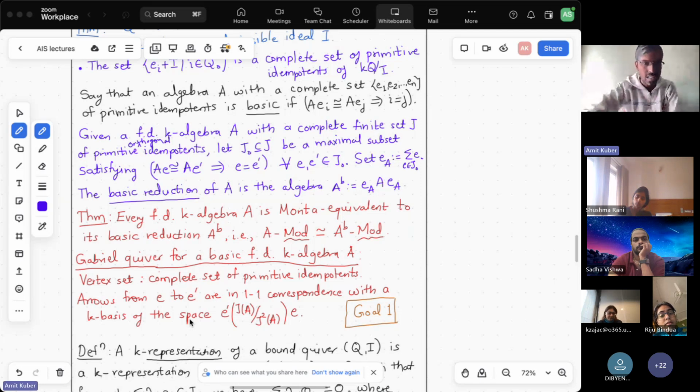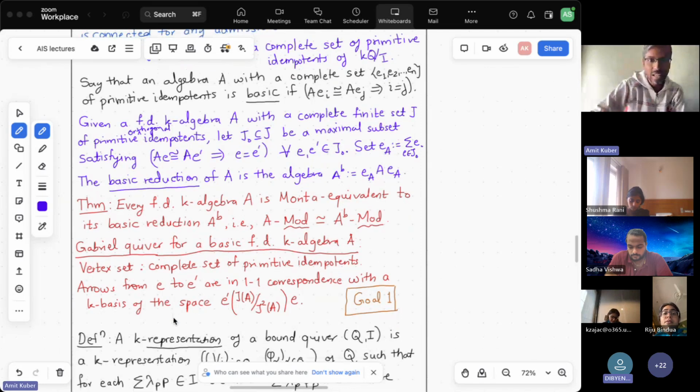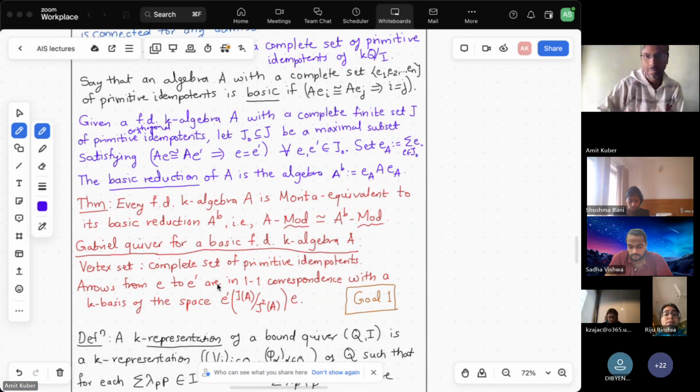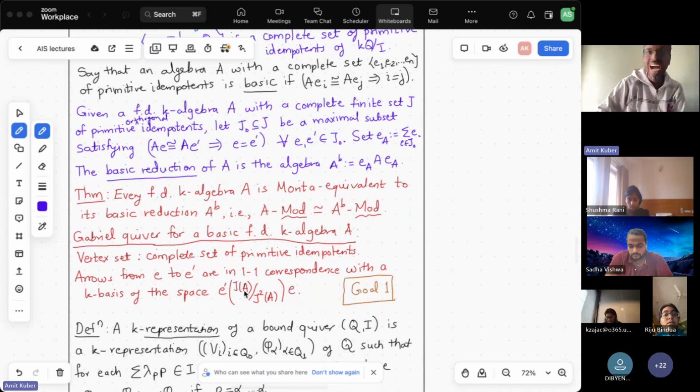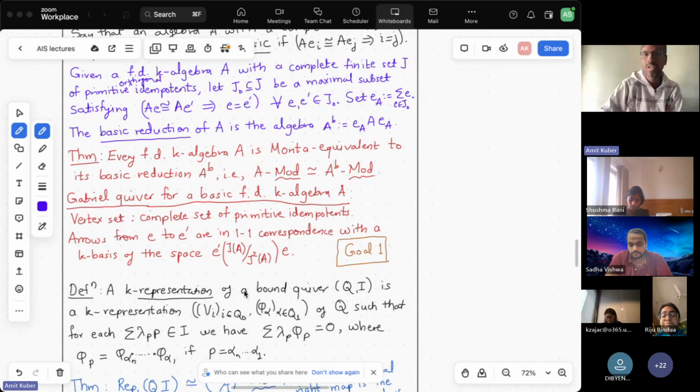I think I made a choice because of the way I'm writing the multiplication. I'm following exactly the opposite convention of Schiffler for writing paths, because I'm used to this particular way of writing things. If you simply swap the positions of E and E dash, what will you get? You will get the opposite quiver. So you are not very far from where you were.